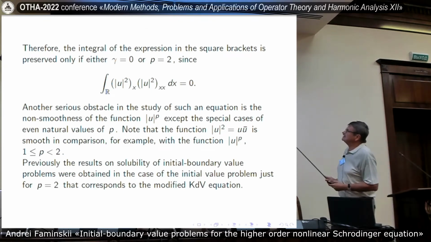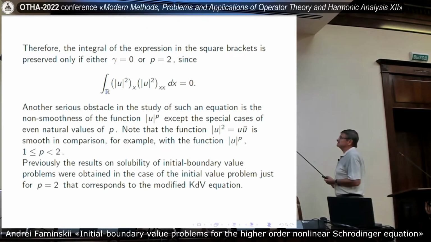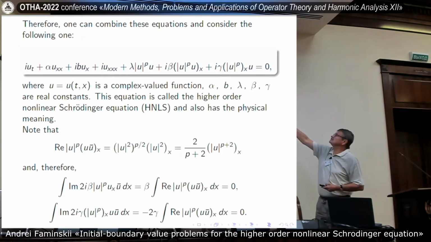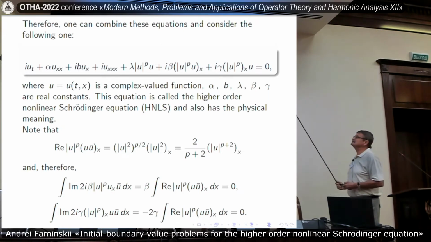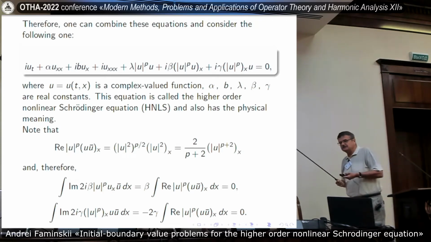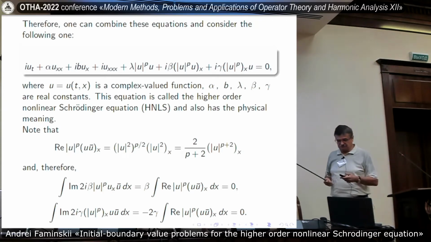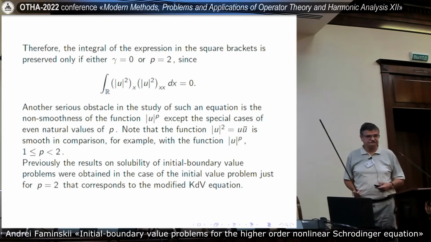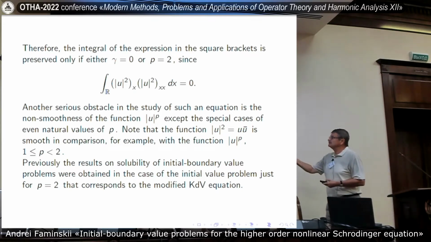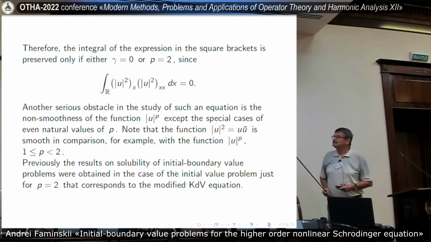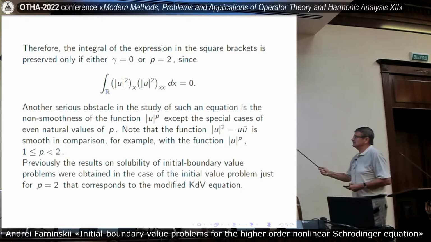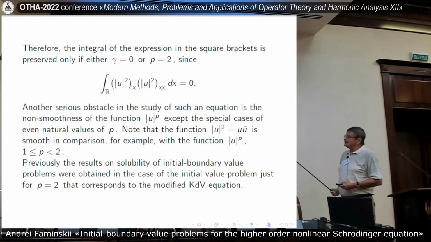Another obstacle in the study of such an equation is that in this equation we have a term modulus of u to the power p. And if p is equal to 2, it is a very good function, a smooth function with respect to u. But if not, for example if p is less than 2, then it is a bad function at zero.